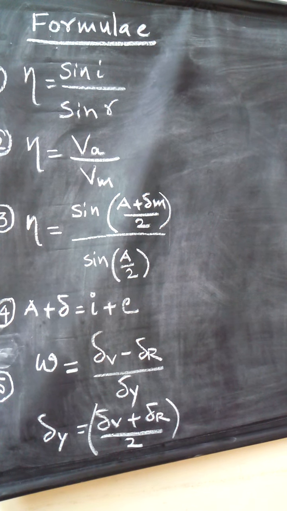Now you have to use a calculator to find out sin 30 and sin 20. You will get the value of sin 30 as 0.5 and sin 20 is 0.342. So calculating this, you will get the answer as 1.461.